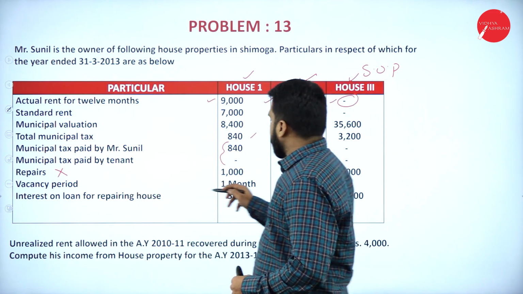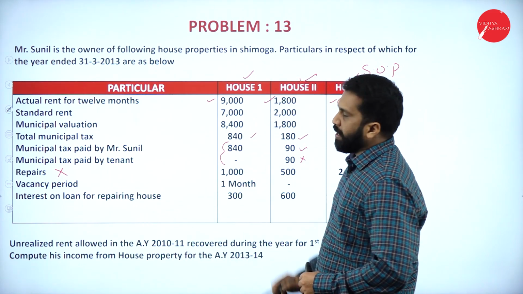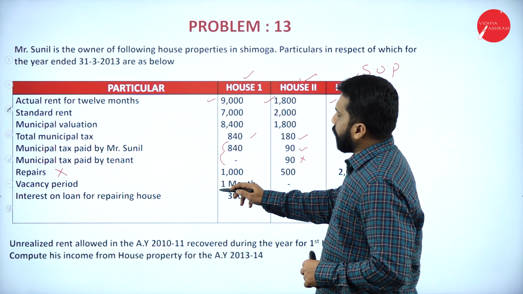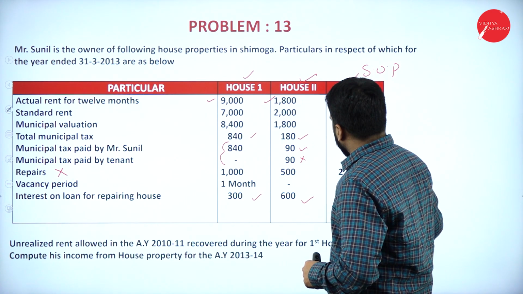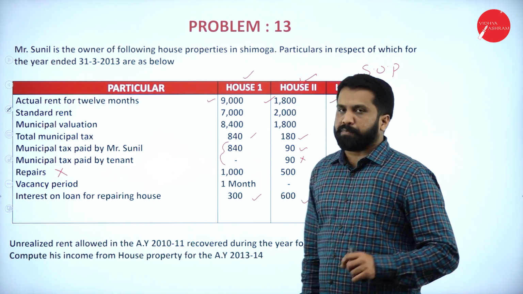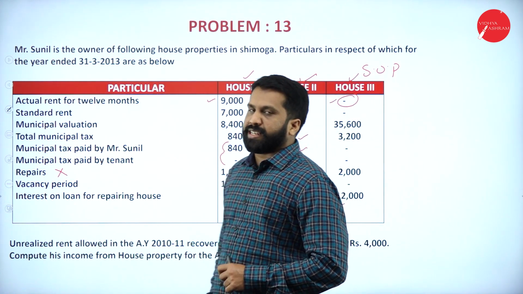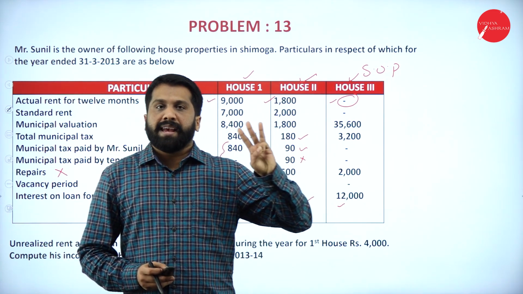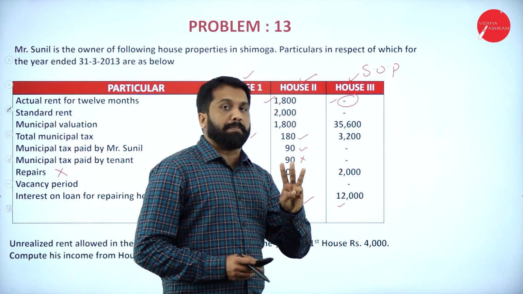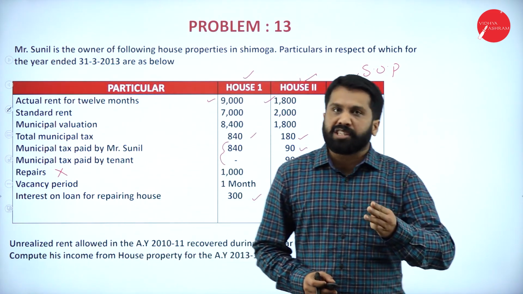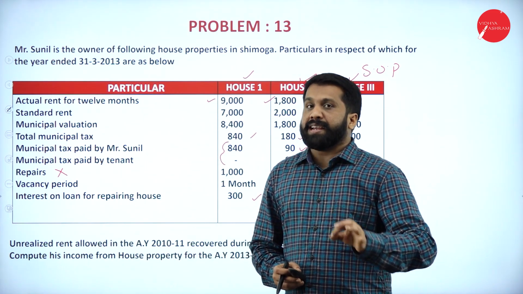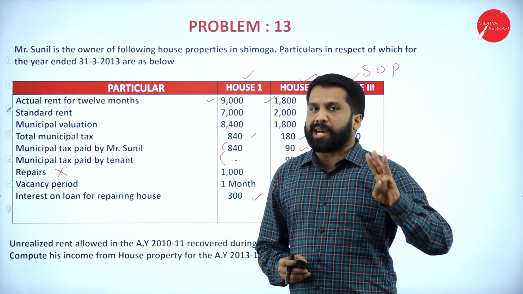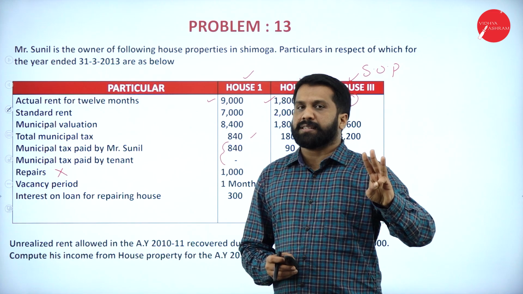We have a vacancy period of 1 month. We have to minus the 1 month vacancy period. And interest on loan for repairing the house, we have to minus for all three. Clear? For repair, what is the limit? Remember, 30,000 is the limit. Repair charges we will not take, but interest paid on repair of the house, yes, we will take, up to 30,000.